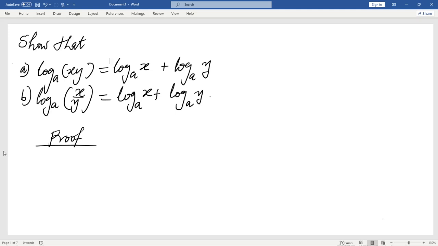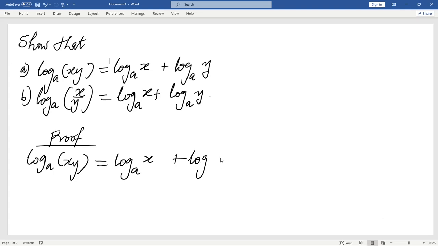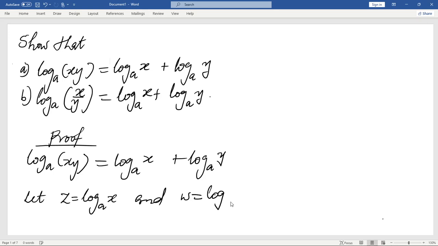Now here we're going to prove that log xy is simply equal to log the base a of x plus log y to the base a. The first thing we do is make an assumption. Let z be equal to log the base a of x, and we also let w be equal to log the base a of y.